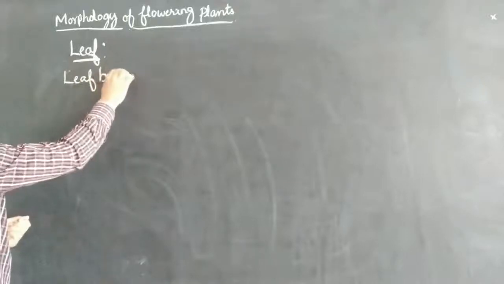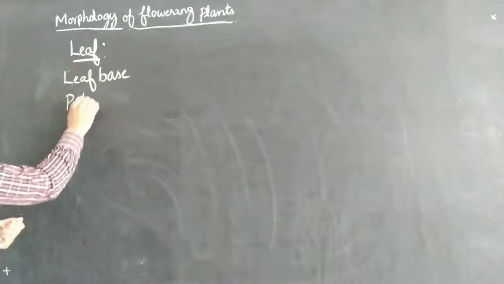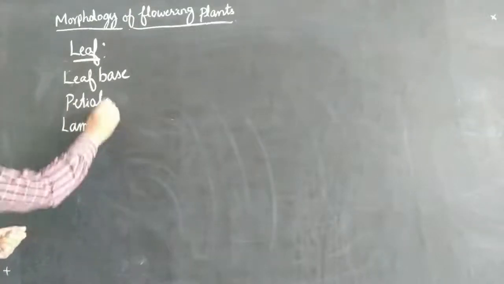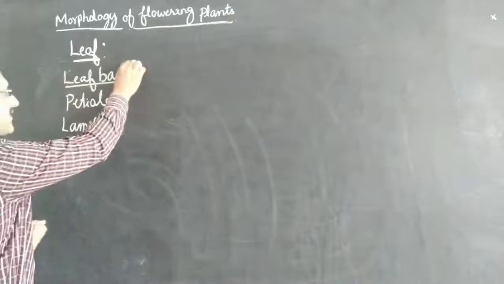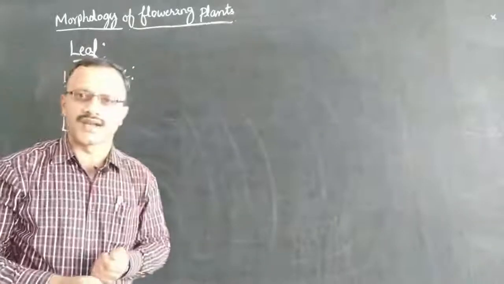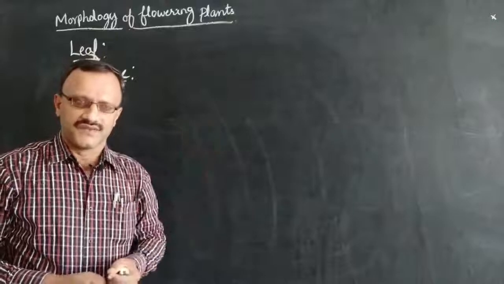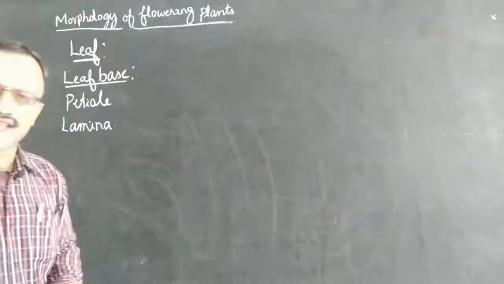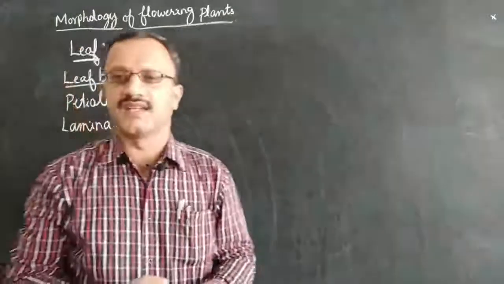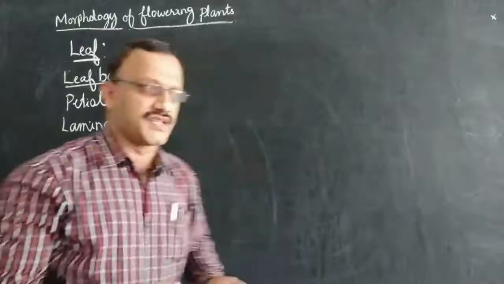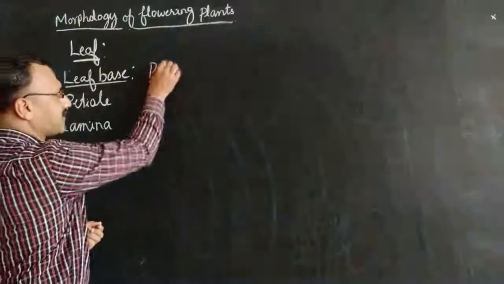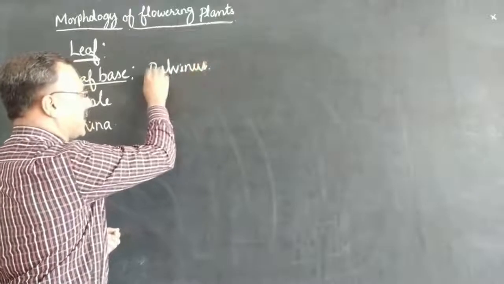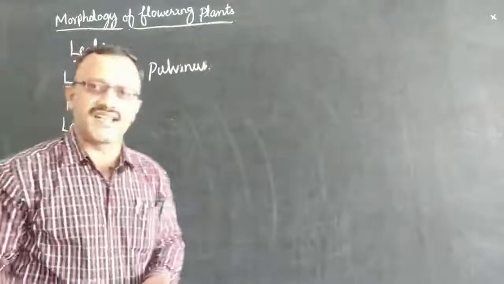leaf base, then petiole and lamina. It is the leaf base which attaches to the stem at the nodal region. It is the first region, connecting to the stem, which is slightly bulged. In case of leguminous plants, it is called pulvinus. In some leguminous plants, like in pea, the leaf base is slightly bulged.